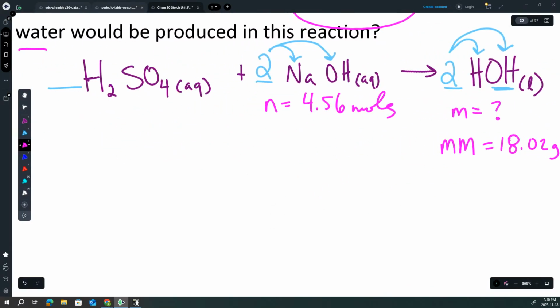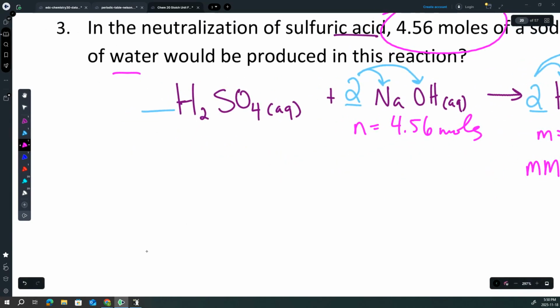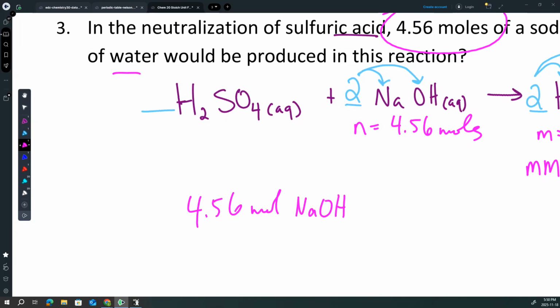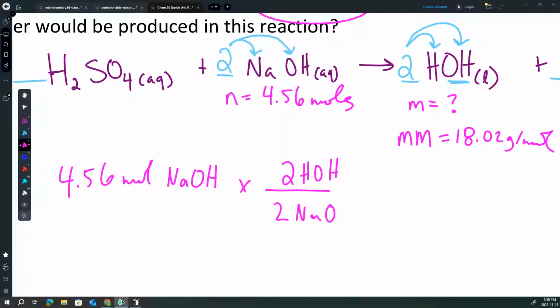All right. So we got our balanced chemical equation, we got our moles of our given, and we're at step 3, use your mole ratio to convert moles of given to moles of unknown. Okay, so what we want is water. What we're given is sodium hydroxide. Now if you take a look at this, 2 divided by 2, that simplifies down to 1. Okay, 1 times anything is going to be the exact same number. So this is going to equal 4.56.